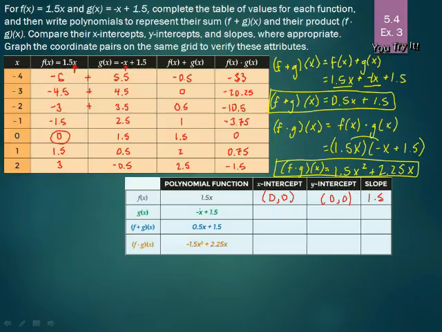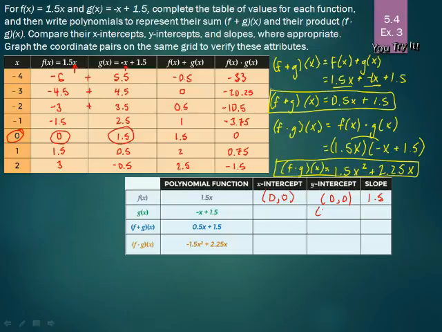And then for our g of x function, similarly, we can't see the x-intercept here from the table. We'll have to solve for that because there's no place in this column of g of x where the value equals 0. But we do have a y-intercept when x is 0. Then we see in our g of x column that g of x would be 1 and 5/10.